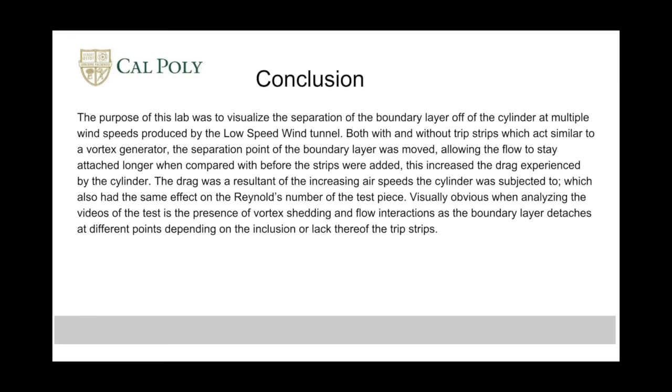The purpose of this lab was to visualize the separation of the boundary layer off of the cylinder at multiple wind speeds produced by the low-speed wind tunnel. Both with and without trip strips, which act similar to a vortex generator, the separation point of the boundary layer was moved, allowing the flow to stay attached longer when compared with before the strips were added. This increased the drag experienced by the cylinder. The drag was a result of the increasing air speeds the cylinder was subjected to, which also had the same effect on the Reynolds number of the test piece.